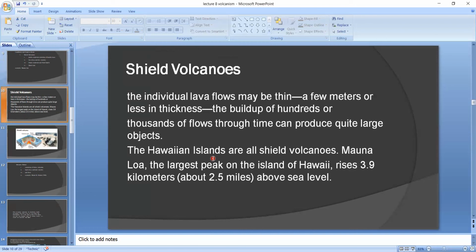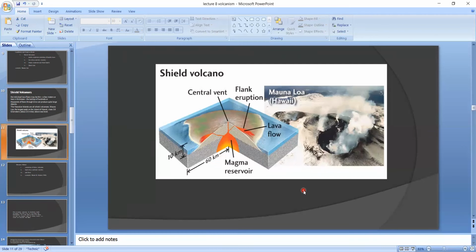So shield volcanoes have lava which is very thin, maybe a few meters or less in thickness. And these types of volcanoes build up over hundreds of years, hundreds and thousands of years. It takes a lot of time to build these types of volcanoes. The Hawaiian Islands are all shield volcanoes, and you can see the rest by yourself. This is Hawaii, Mauna Loa.